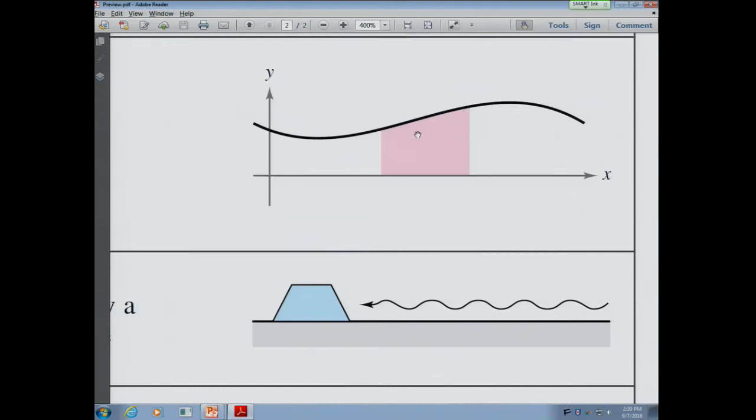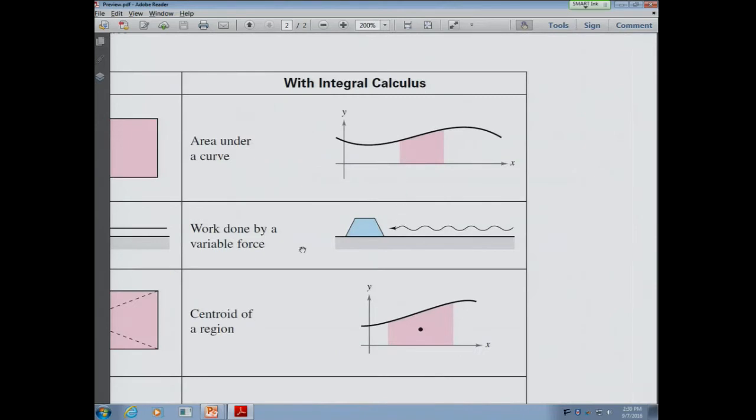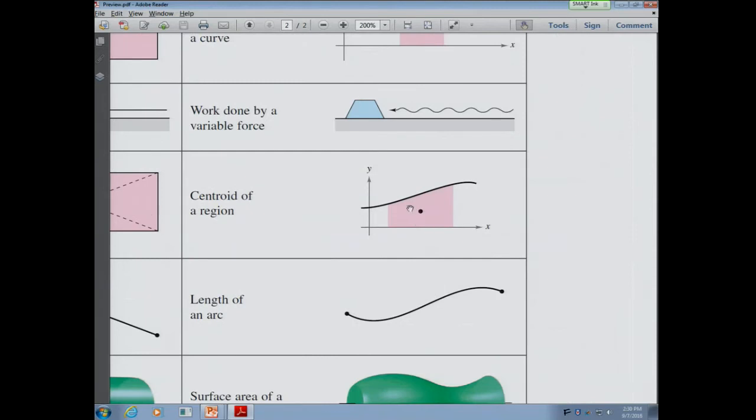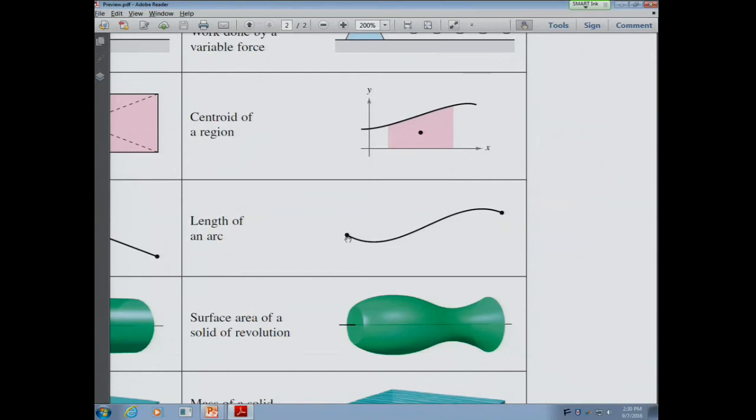That would only be an estimate. It would not be the exact area. Work done by a variable force. The centroid of a region, we don't really do much of that, but that also requires some advanced mathematics. And the length of an arc, that's like having a string that connects between these 2 points, and getting the arc length. That's something that you just can't use the distance formula for. The distance will give you the shortest distance between the 2 points, and this string is a little bit longer than that. So those are a few other things that we're going to need some form of advanced tools to be able to work with.